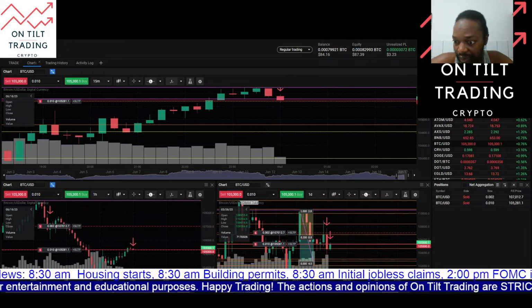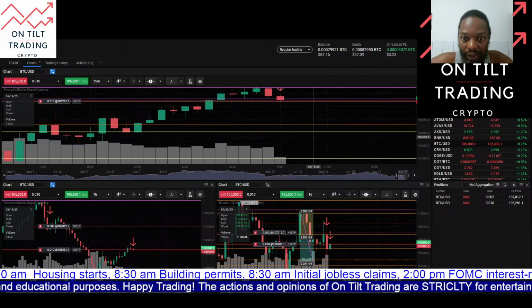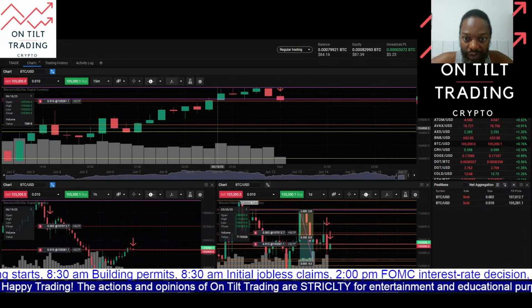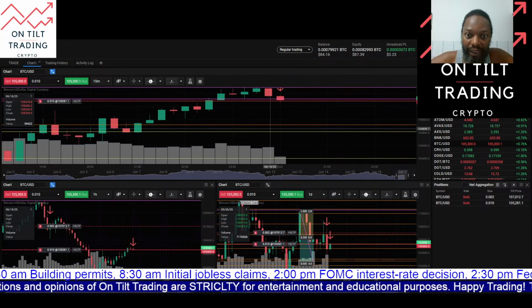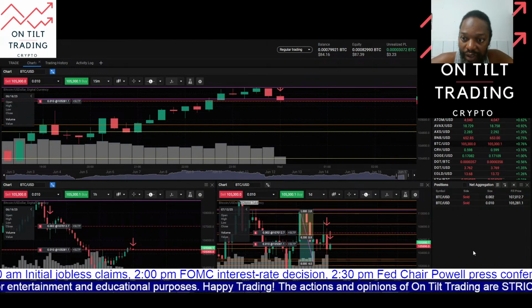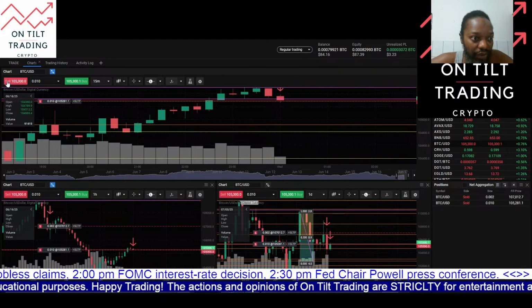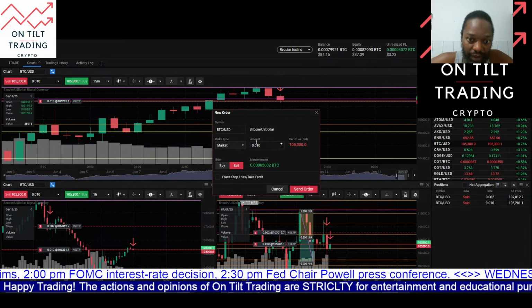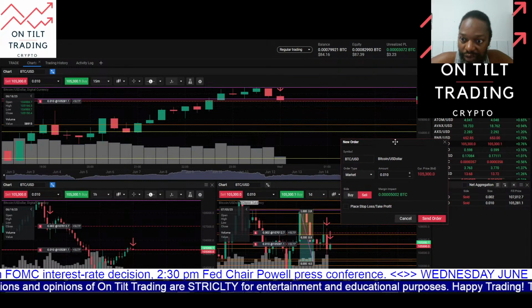But since this is a longer position with a wider stop than I would use for a day trade or an intraday position, I've gone ahead and taken up a position a bit prematurely, just so that I don't interfere with what I'm trying to do intraday here.